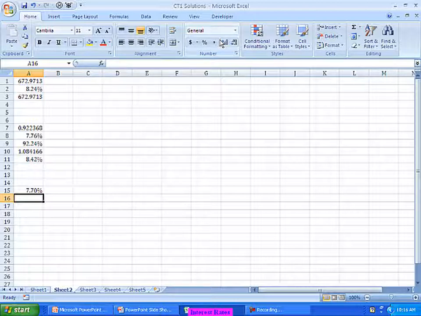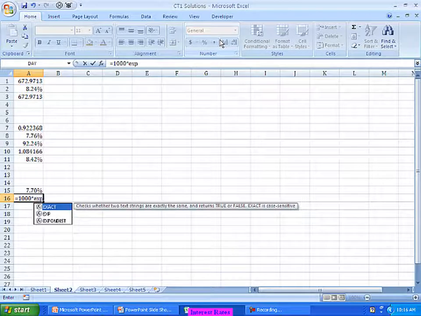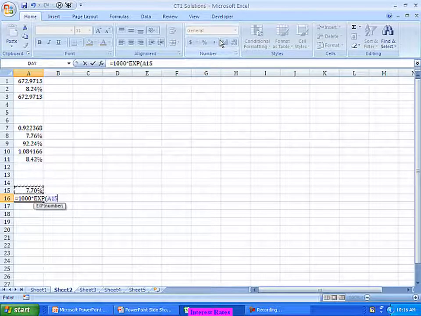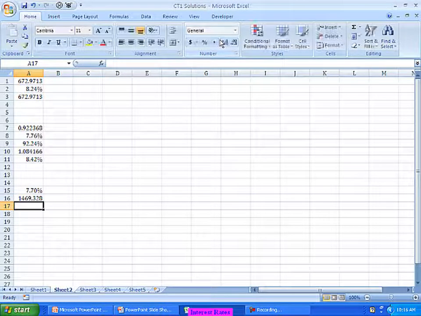So if I want to find out how much I will be getting after 5 years, I can very well say 1000 into e power delta t, delta n, whatever. I'm going to get 1469.